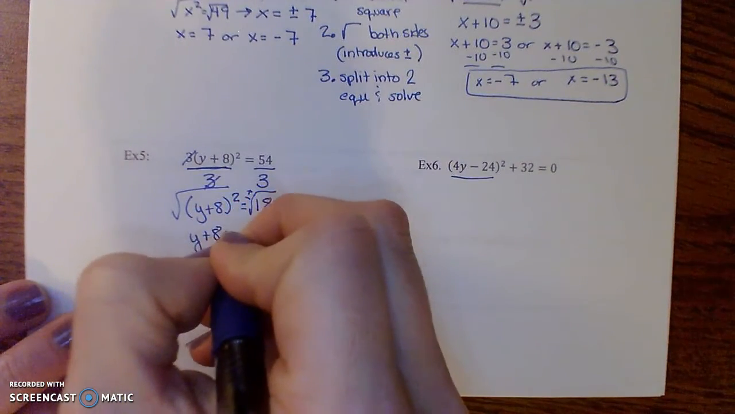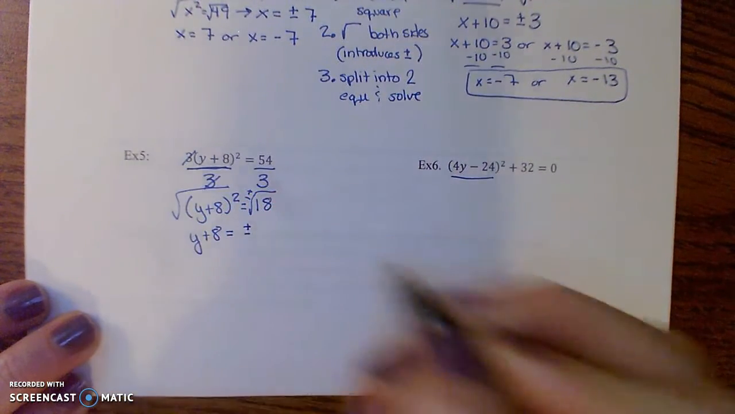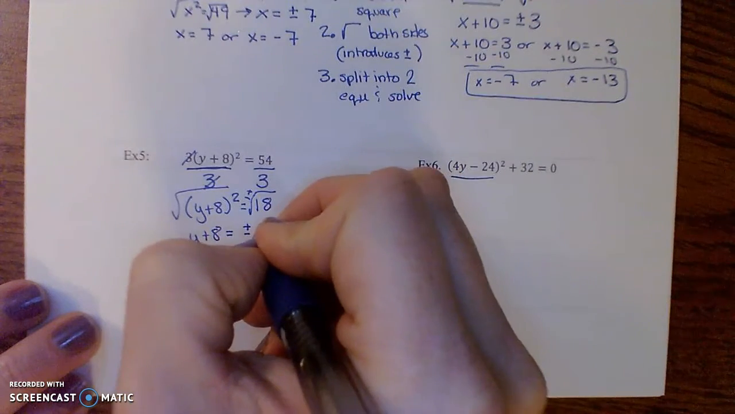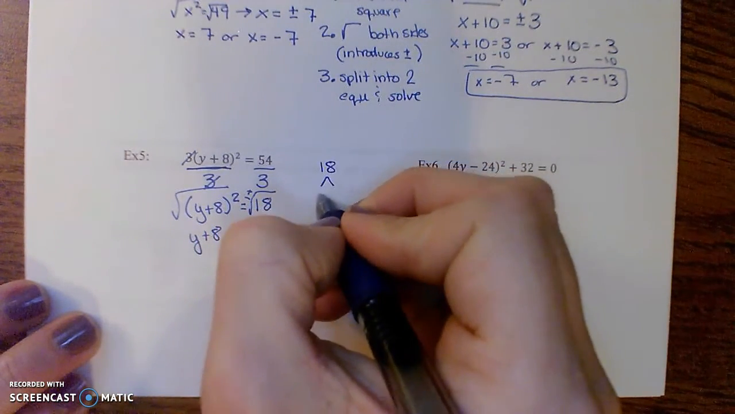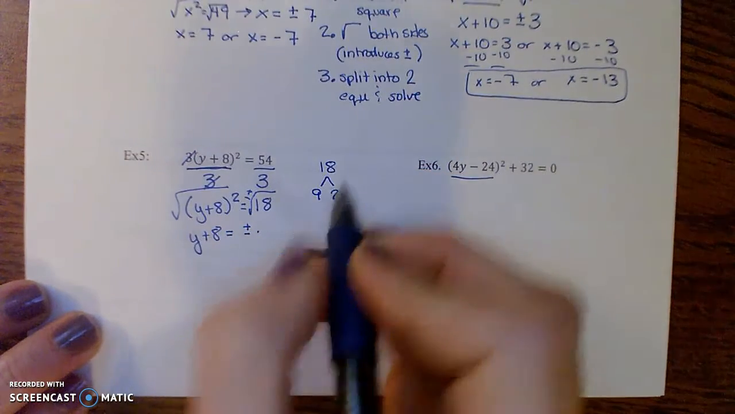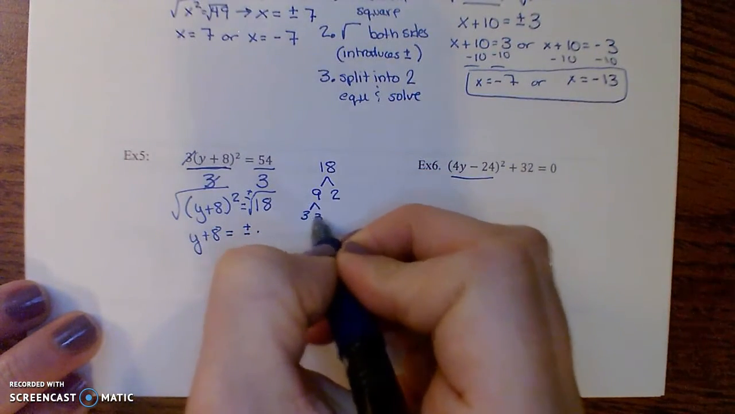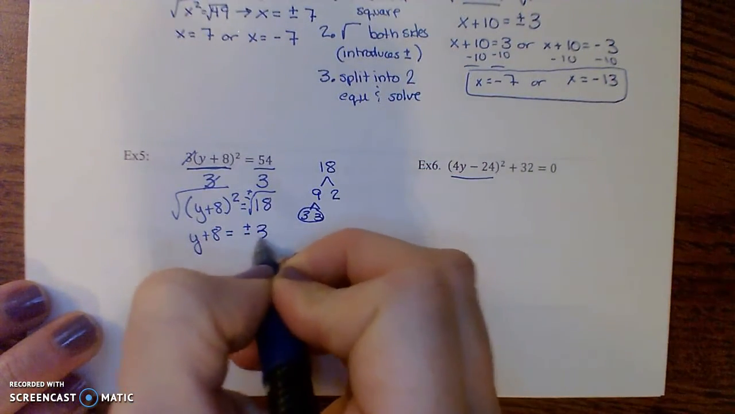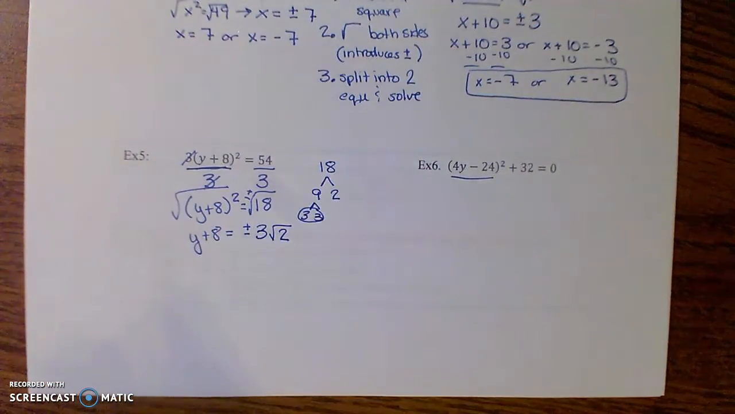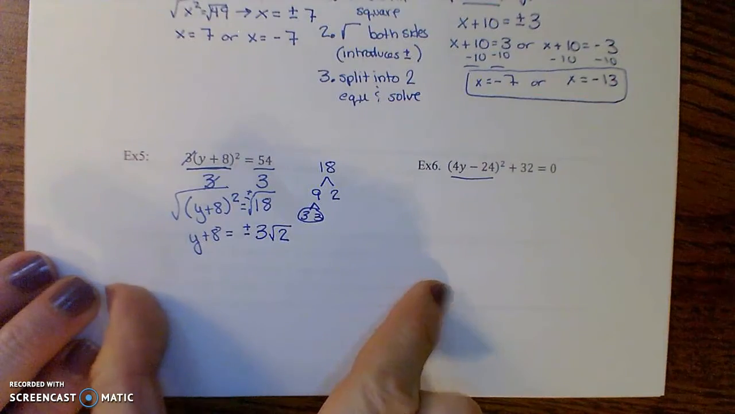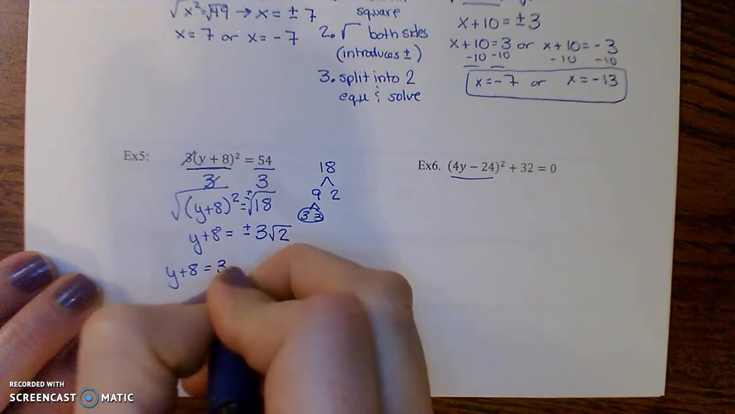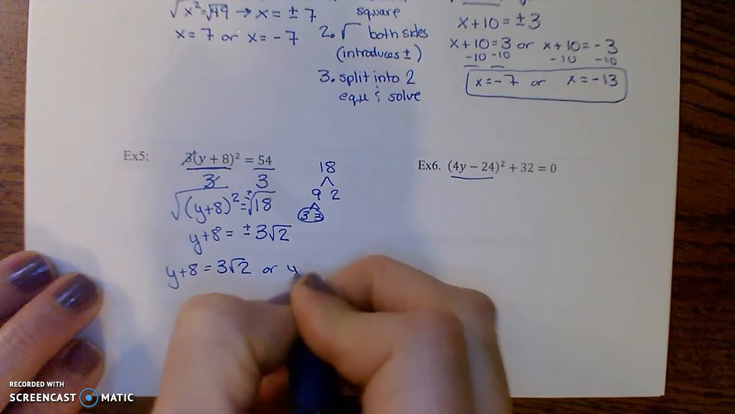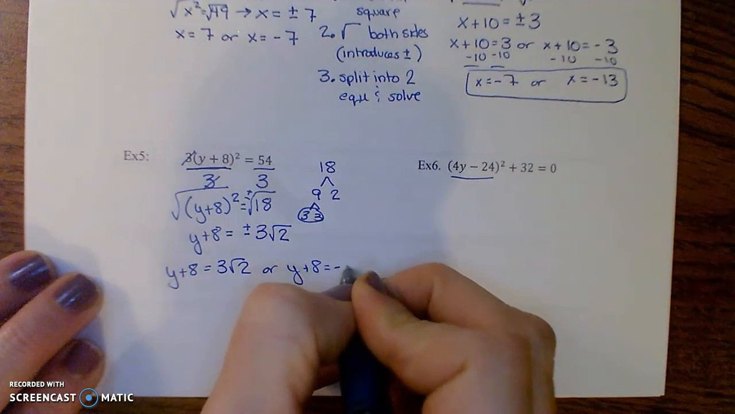y + 8 = plus or minus the square root of 18, which I think can be simplified, because 18 is 9 times 2, and 9 is a perfect square, right? 3 times 3. So a group of 3's can come out, and there's a 2 left underneath. Okay, we're almost there. Now I'm going to split this into 2 equations. I'll have y + 8 = a positive 3 root 2, or y + 8 = a negative 3 root 2.